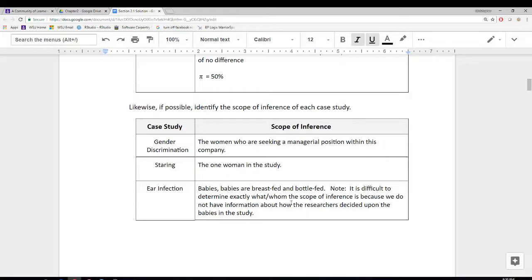How about the ear infection example? The ear infection example is a bit more difficult. Certainly, the scope of inference is babies that are breastfed and babies that are bottle fed.